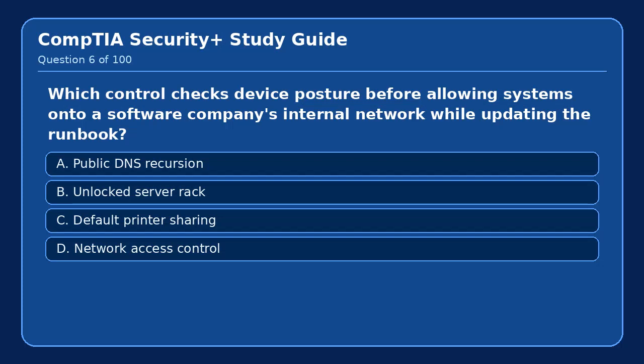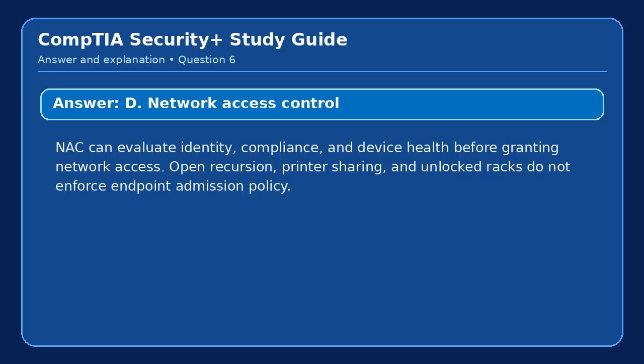The answer is D. Network access control. NAC can evaluate identity, compliance, and device health before granting network access. Open recursion, printer sharing, and unlocked racks do not enforce endpoint admission policy.